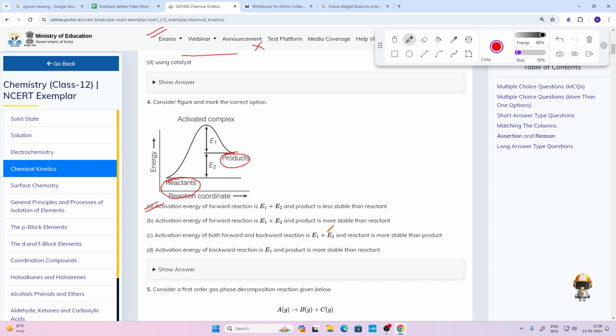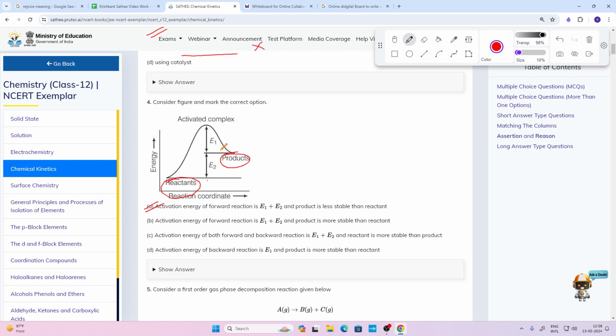Good. But product is more stable. No, product is not more stable because it has a higher energy. Third question, activation energy of both forward and backward reaction is E1 plus E2. Is it right? So for forward, the energy between reactant and product is E1 plus E2.